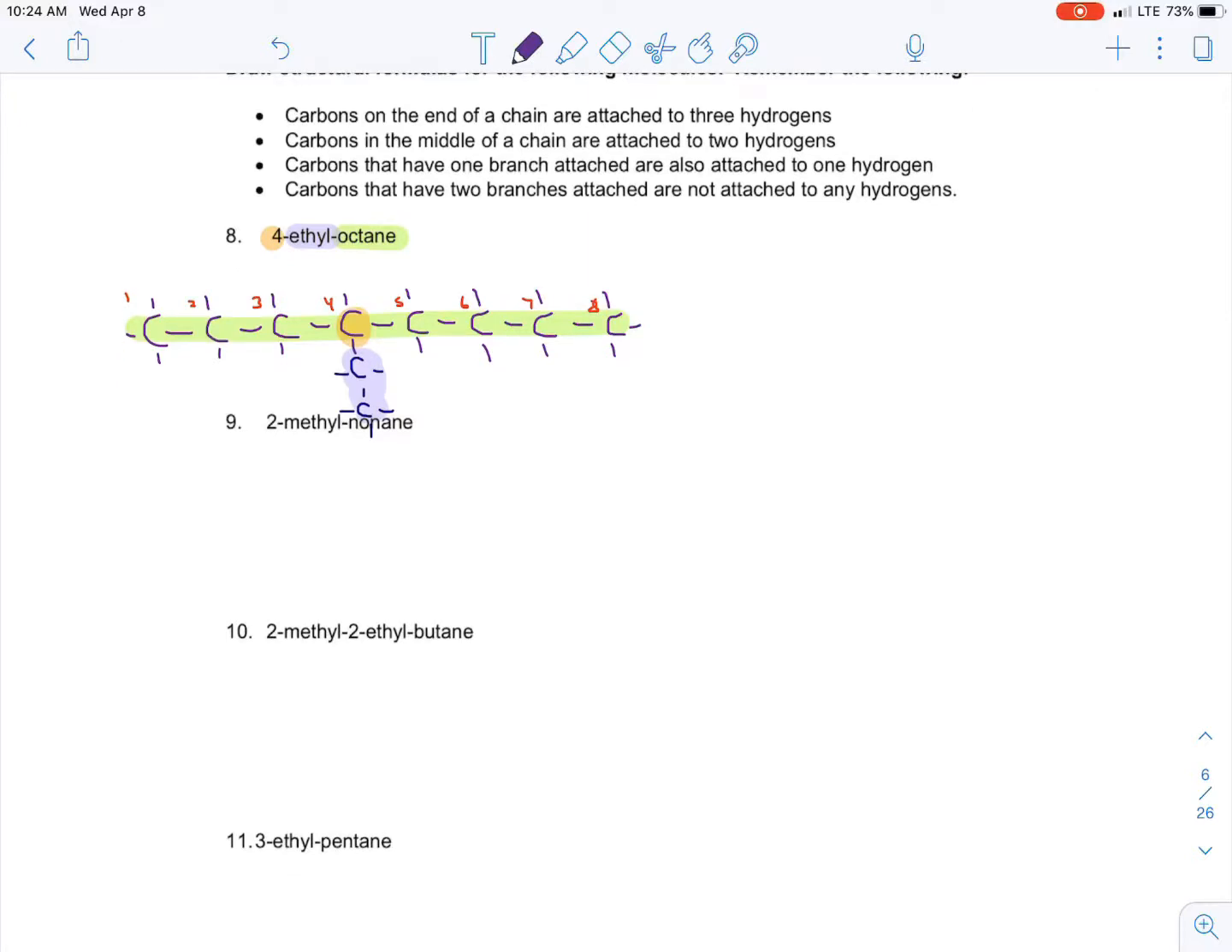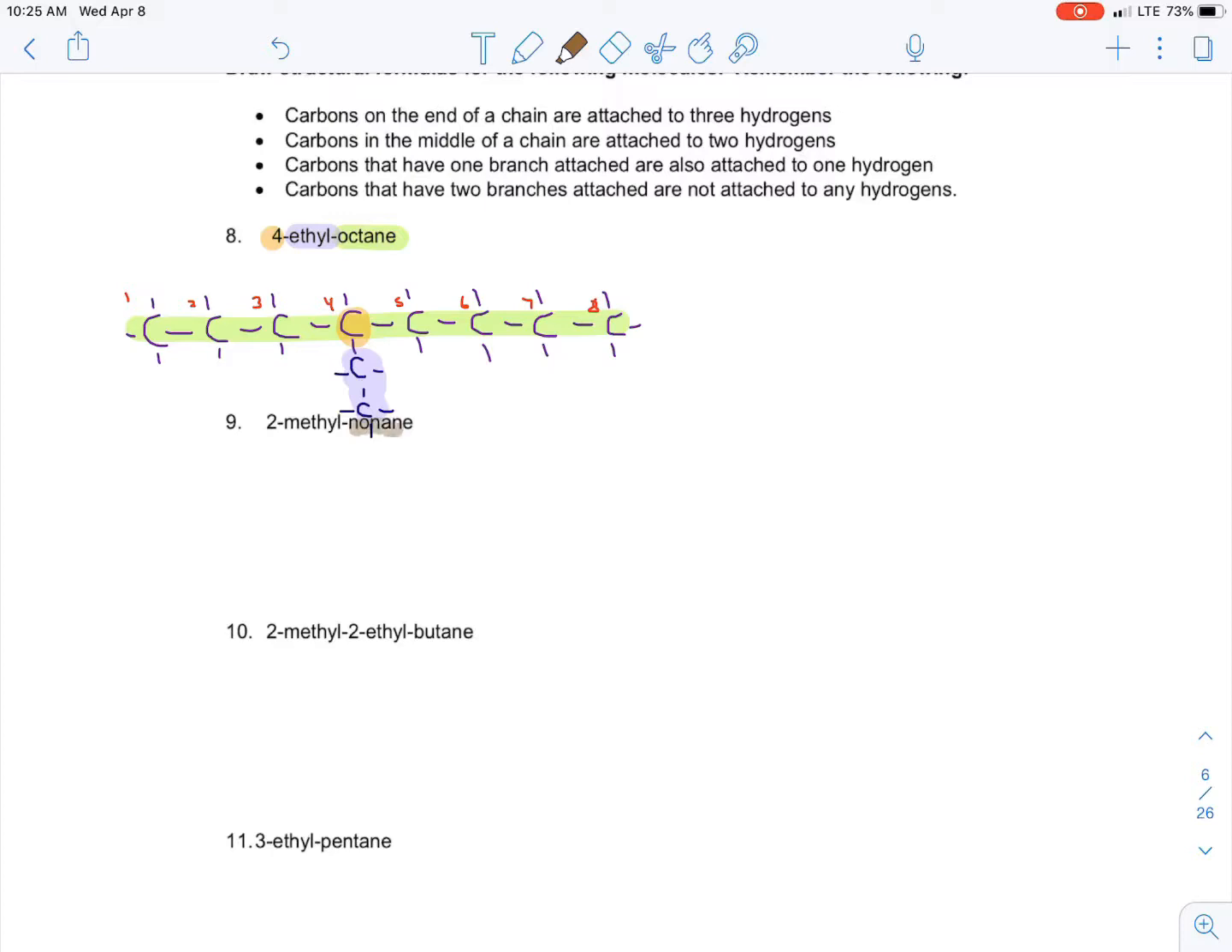So we have octane. Octane is going to be green line. So I had 8 carbons in a row. And then on the 4th carbon, I had an ethyl group. So that's pretty simple to draw. It'll go real quick. It'll go real easy. You don't have to have the H's on there. That just makes it harder. Okay, let me draw one here, and then I'm going to show you a faster way.